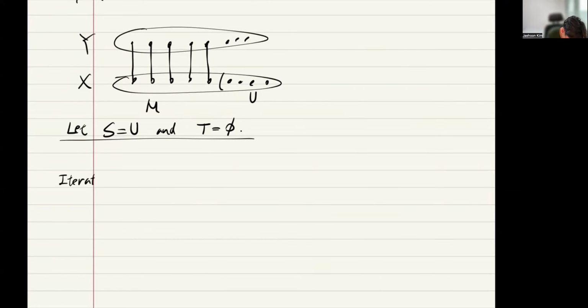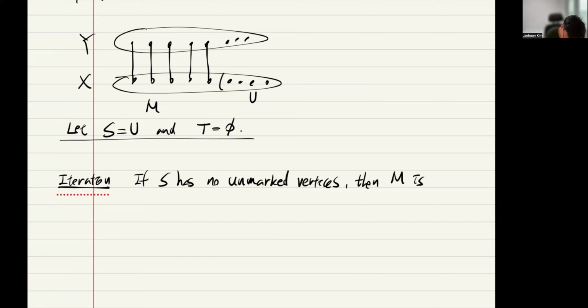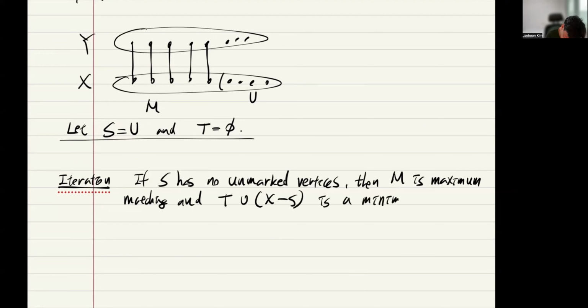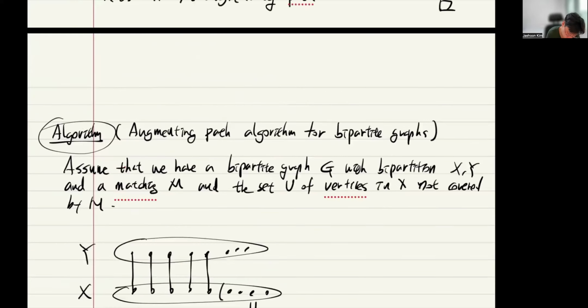And what's our iteration? If S has no unmarked vertices, then we return that M is a maximum matching, and we return this set as a minimum vertex cover. Here, this is for bipartite graphs.